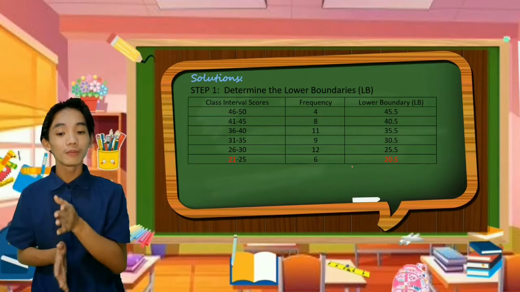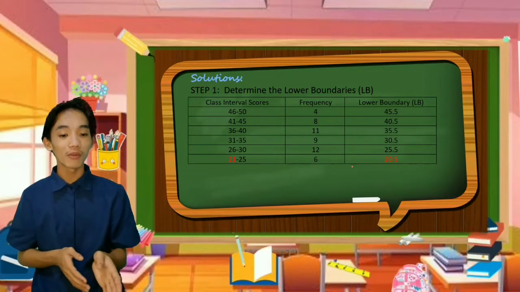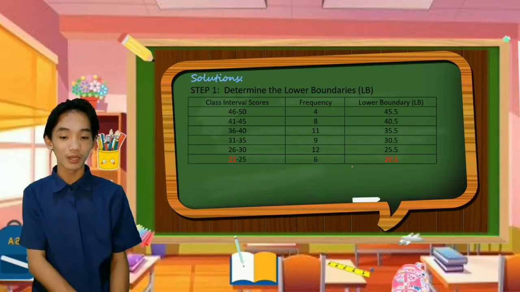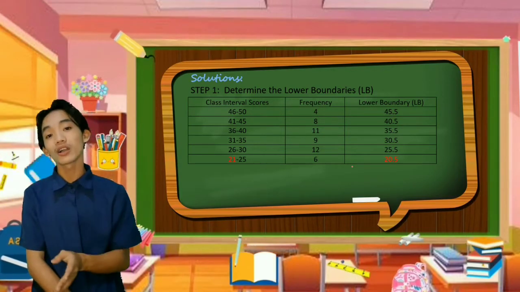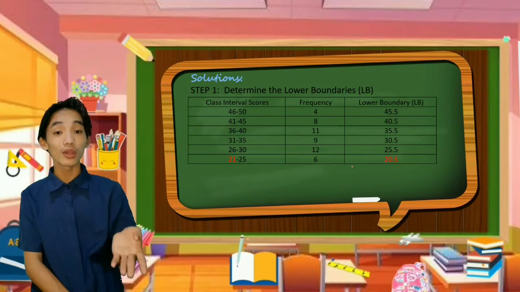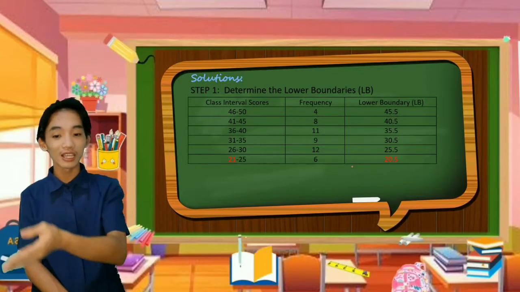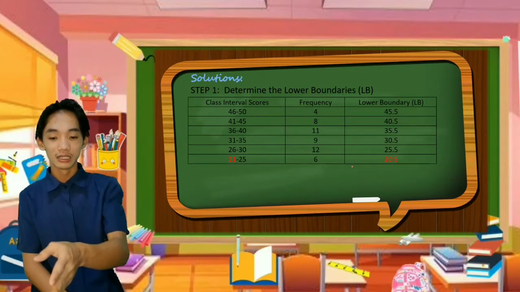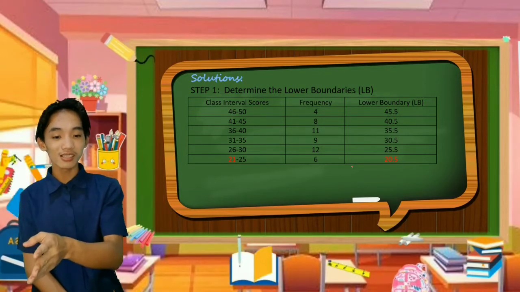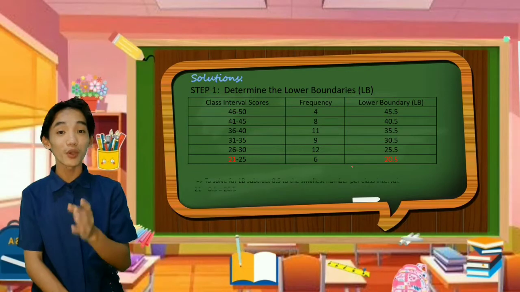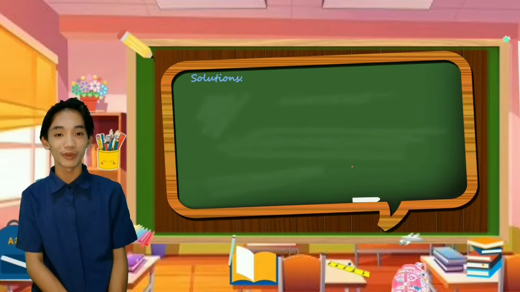We are going to subtract it by 0.5, and we are going to get 20.5. Same as the 26, we are going to subtract it by 0.5 to get 25.5. And for the highest number, 46, subtract by 0.5 to get 45.5.